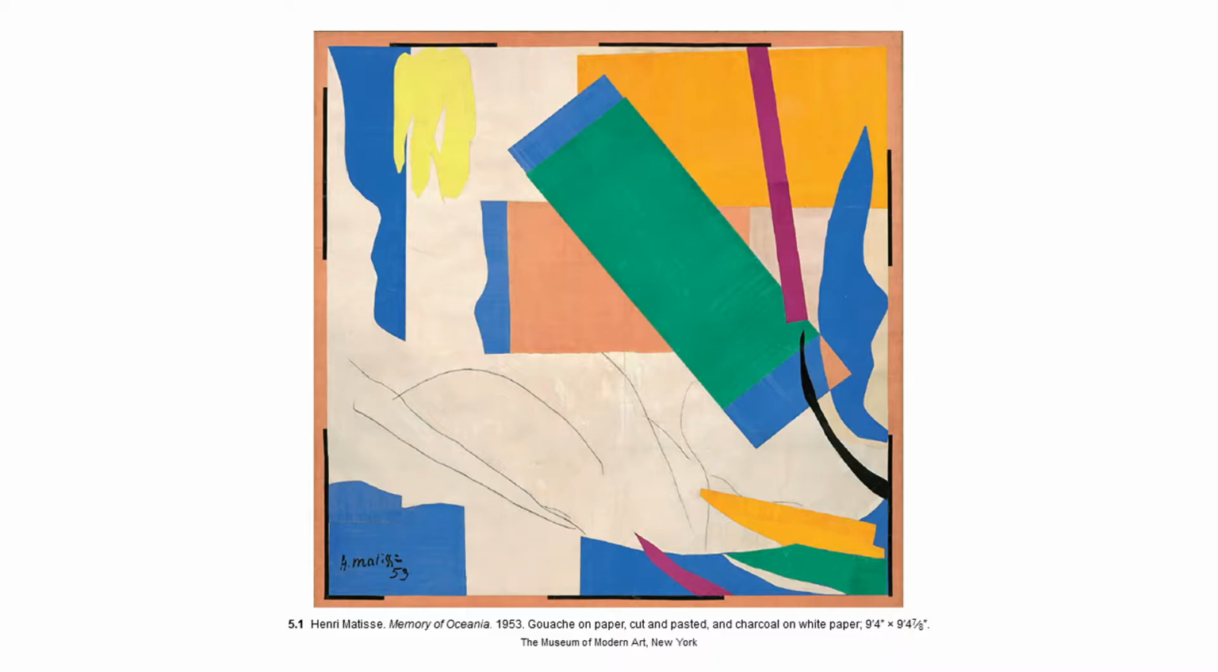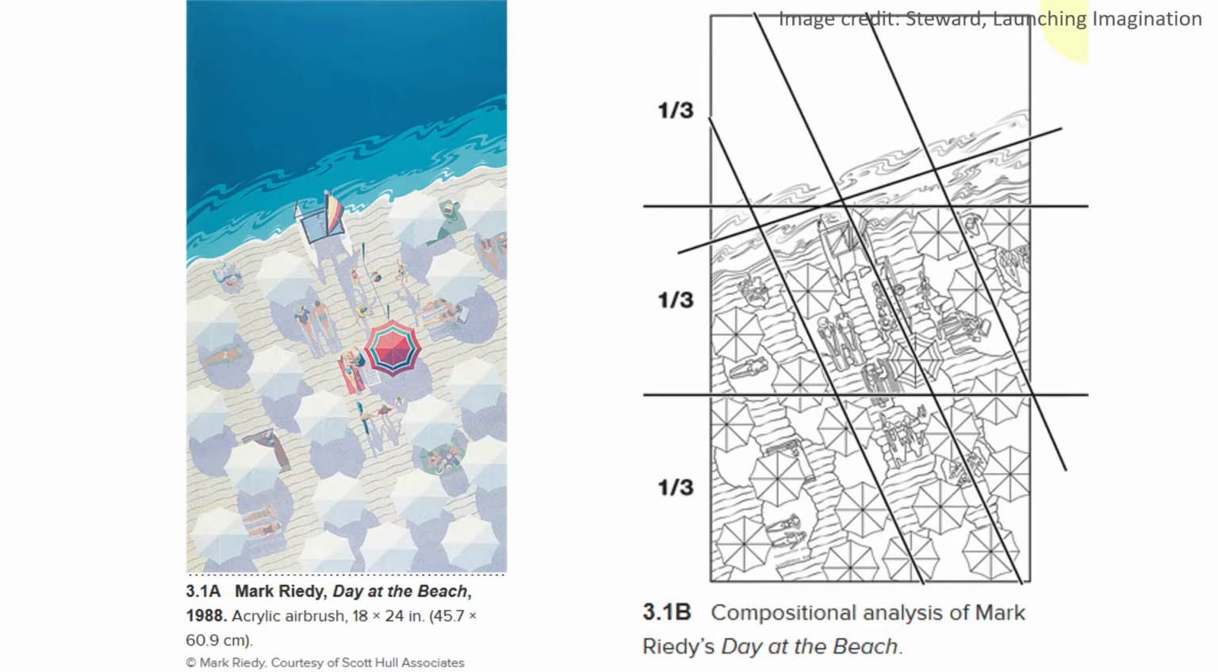When you take a look at Henri Matisse's Memory of Oceania, the first thing that strikes us is the variety of the colors and the shapes. However, as we look more closely, we start to find unity within this work. The number of colors is limited, and there is clear repetition among them, which creates visual connections across the entire picture plane here. Let's break down the unity a little bit more closely.